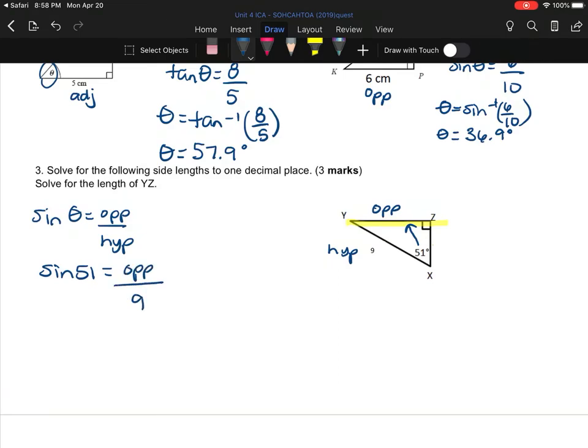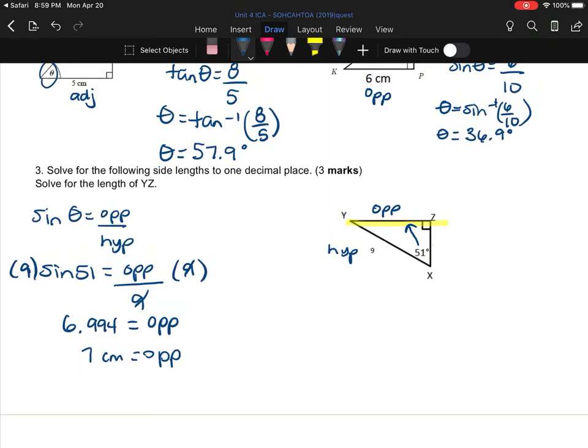So it says sine 51 equals opposite over 9. So now we are going to get rid of the 9. We're going to multiply or cross multiply, either one of those is fine. Because it does say 1 decimal place, technically that rounds to 7. But if you left it as 6.994, I probably did not take marks off.